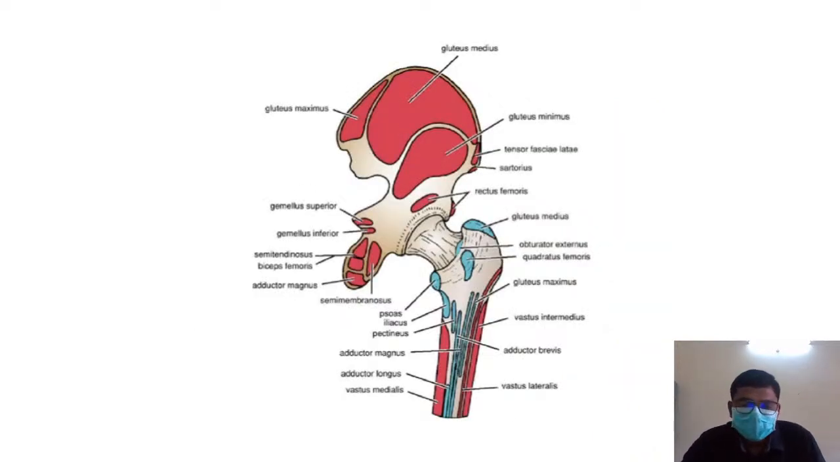So this is a picture showing the origin of these muscles. You can see this one. This is the gluteus maximus, and then this region which is occupied by the gluteus medius, and just below it is the gluteus minimus, and now you can see the tensor fascia lata, which I was telling you.